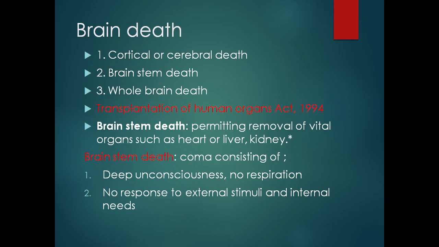Now you know the brain death. Brain death can be cortical or cerebral death, brainstem death or whole brain death. The cortical death may be due to hypoxia, widespread brain injury, poisoning or toxic conditions. Then brainstem death is because of edema, hemorrhage and raised intracranial tension. Then whole brain death is because of permanent cessation of the functions of cerebrum, cerebellum and brainstem. So this is how the brain death is classified.